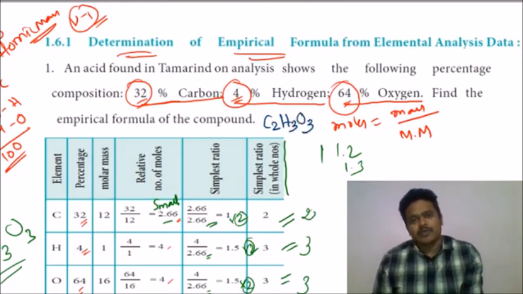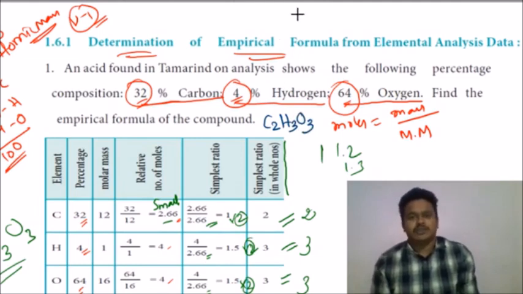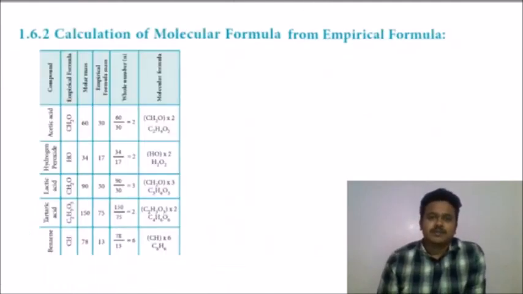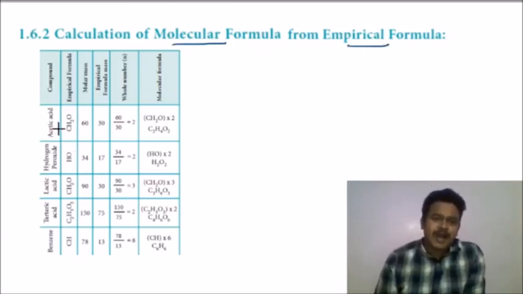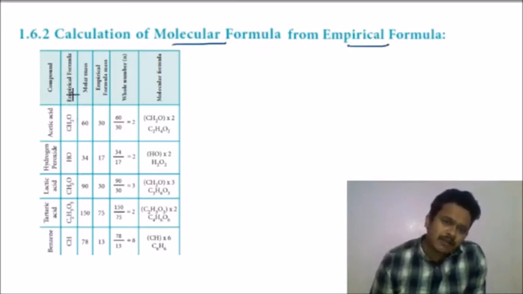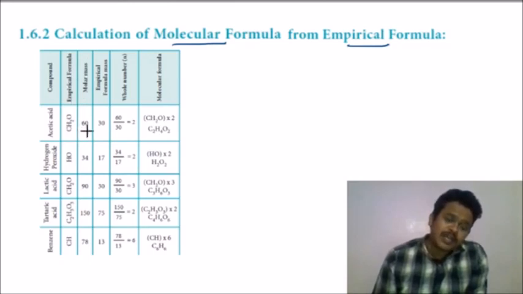C2H3O3 over. This is the answer for this question. Next, calculation of molecular formula from empirical formula. Here the data given is acetic acid. The empirical formula is given, and the molar mass, that means the complete molecular mass, is given, and the empirical formula mass.